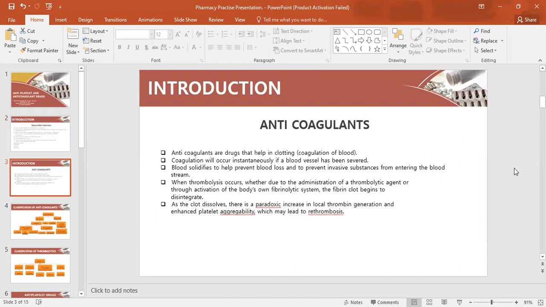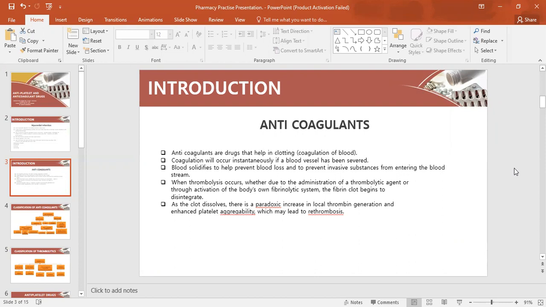An introduction to anticoagulants. Anticoagulants are drugs that act on the coagulation of blood. This coagulation will occur instantaneously if a blood vessel has been damaged. Blood solidifies to help prevent blood loss and to prevent invasive substances from entering our bloodstream.